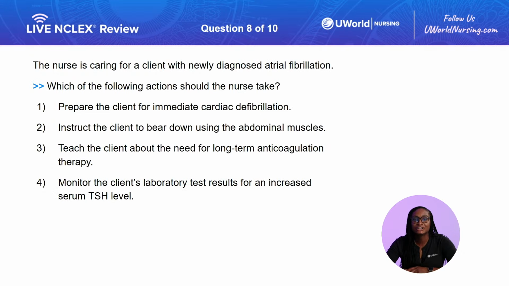Next question. The nurse is caring for a client with newly diagnosed atrial fibrillation. Which of the following actions should the nurse take? Option 1, prepare the client for immediate cardiac defibrillation. Option 2, instruct the client to bear down using the abdominal muscles. Option 3, teach the client about the need for long-term anticoagulation therapy. Or option 4, monitor the client's laboratory test results for an increased serum TSH level.